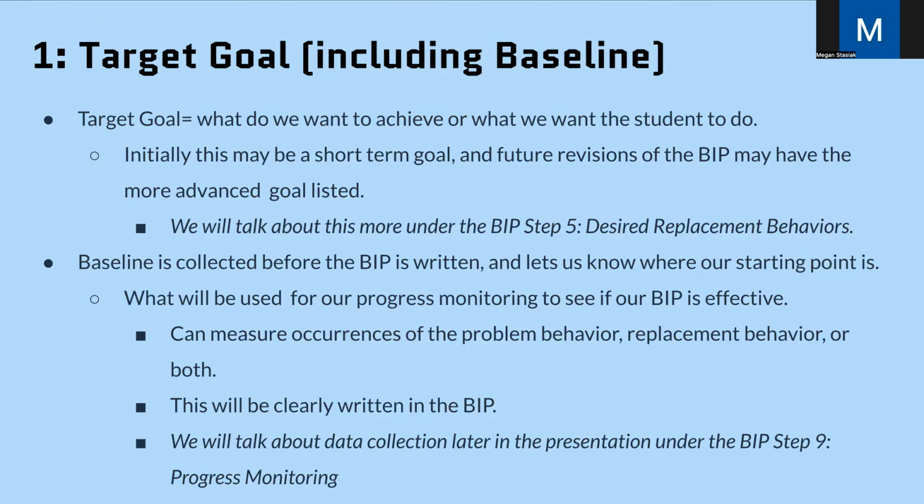So baseline is collected before the BIP is written and lets us know where our starting point is. So this is what we're going to use to compare our future progress monitoring data to see if our BIP is effective. How do we know that we've met our target goal, basically? This baseline and the target goal can measure occurrences of the problem behavior, usage of the replacement behavior, or both. Again, it's going to be very clearly written in the BIP. And we will also talk about data collection later under step 9 when we get to progress monitoring.